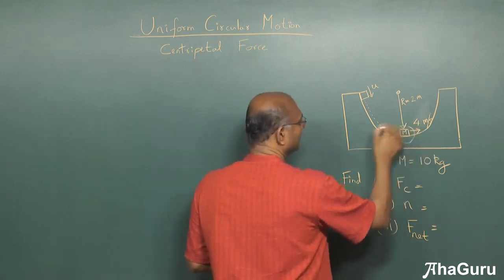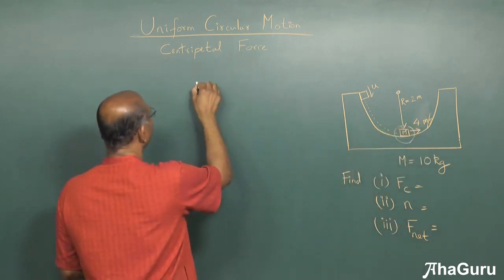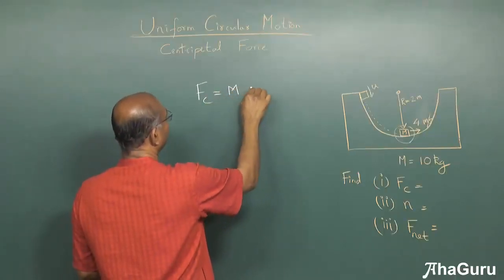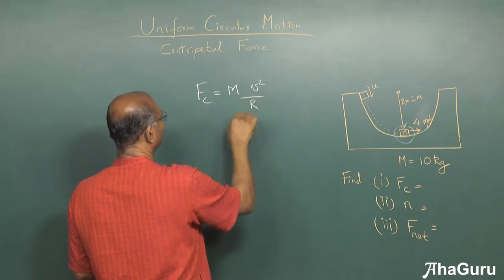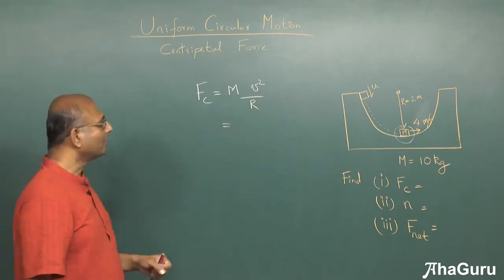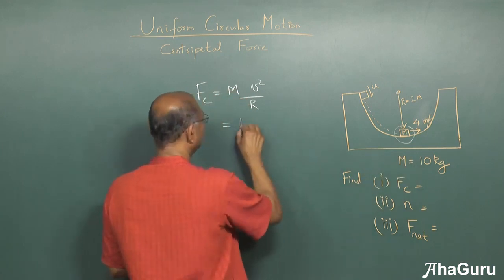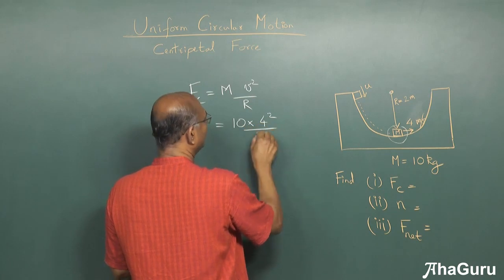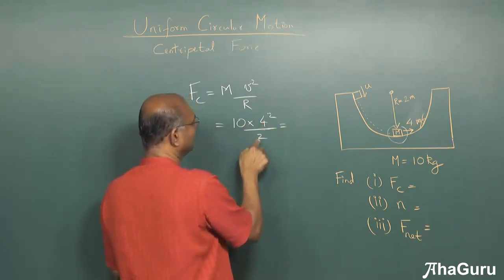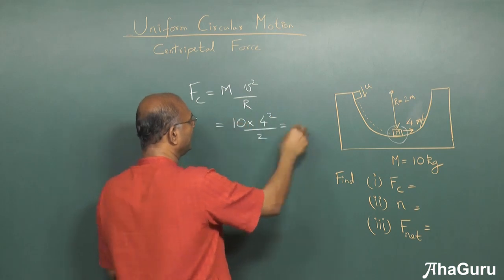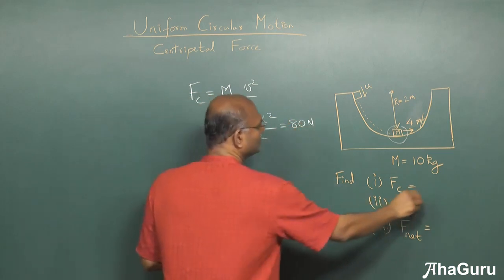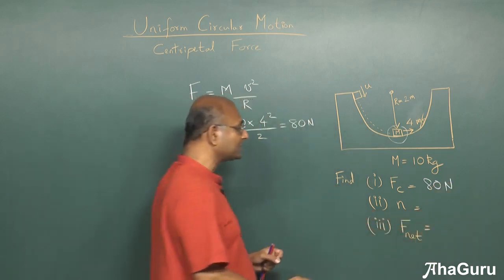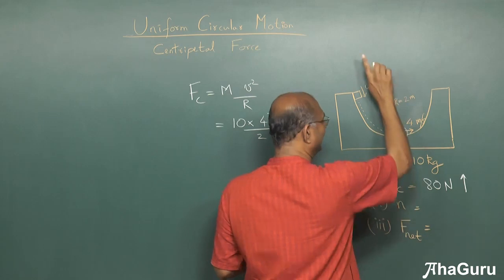Now this object must have a centripetal force. Without thinking, I can just write it must be mv square by r. Correct? Now what is m? M must be 10 kg. V is given, it's 4, so 4 square. R is 2 meters. So 16 divided by 2, that is 8, into 10, 80 newtons. So I know that the centripetal force is 80 newtons. What direction is the centripetal force? Upward direction. It has to be in that direction.